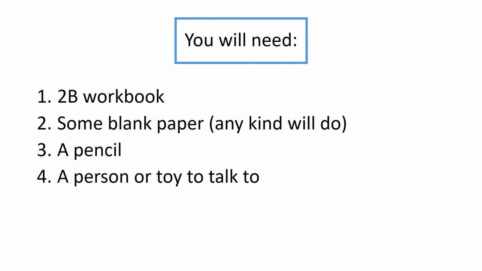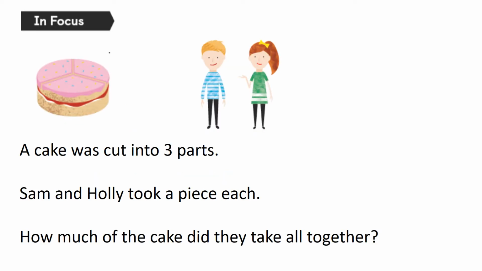Today you're going to need the same things as yesterday: your workbook, some paper, a pencil and your partner. Right, let's have a little look at our in focus today. Our in focus is making me feel a little bit hungry actually.